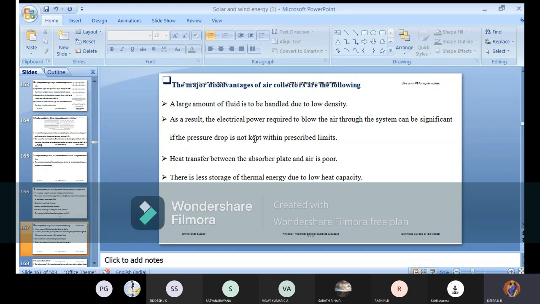Next, as a result, the electrical power required to blow the air through the system can be significant if the pressure drop is not kept within the prescribed limit. Low density is directly related to the pressure which exists within the enclosed area. If the density goes down, meaning the quantity in the system goes down, then the electrical power you are using to blow the air will not be sufficient to build up the pressure value. So the system can be significant if the pressure drop is not kept within the prescribed limit.